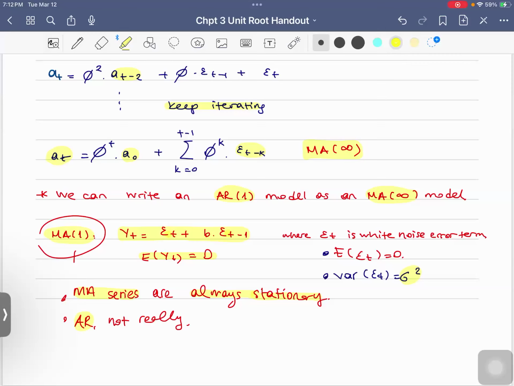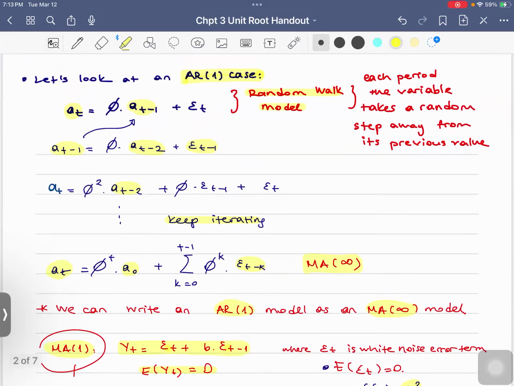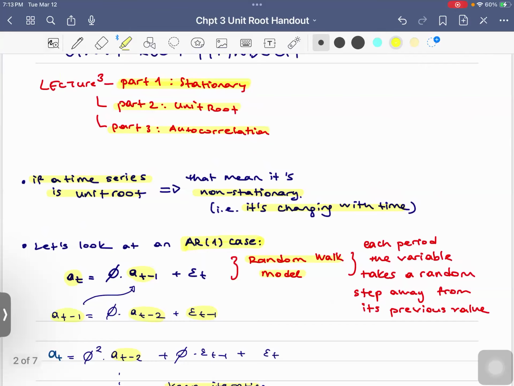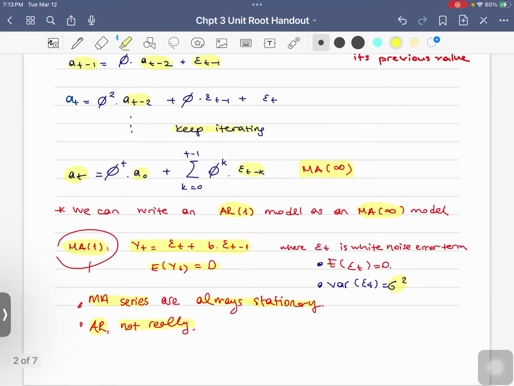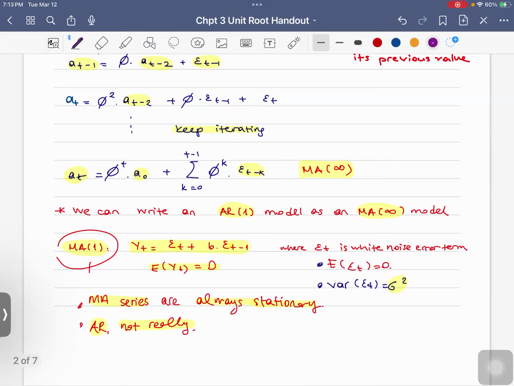But the AR processes are not that straightforwardly stationary oftentimes, okay? So that's why when we think about the unit root, we're going to think about AR process and have that as our benchmark, okay? We're going to do our analysis based on an AR or autoregressive models. Now, let's continue.